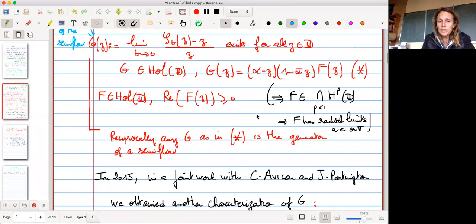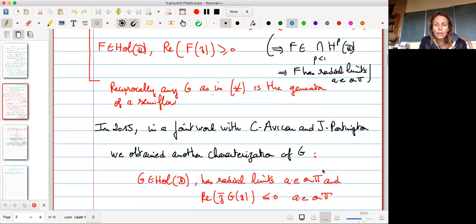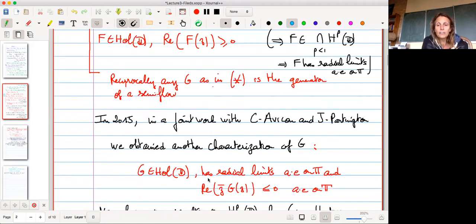I would like to mention another characterization of the generator of the semiflow that we obtained in a joint work with Corentin Vicou, one of my PhD students, and Jonathan Partington in 2015. We proved that another characterization of generators of semiflows is in fact to be holomorphic, having radial limits almost everywhere on the unit circle.